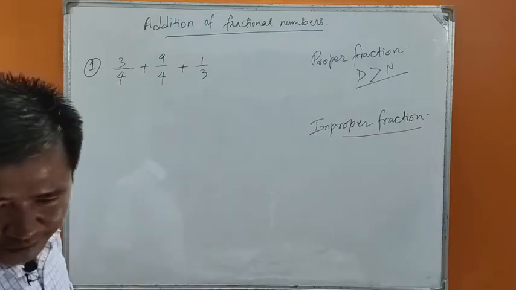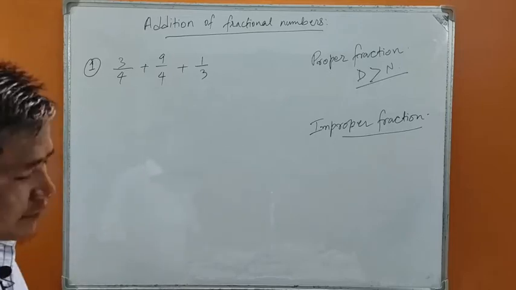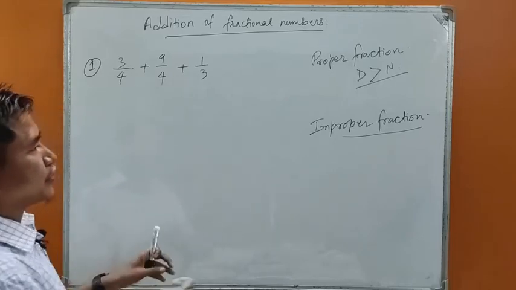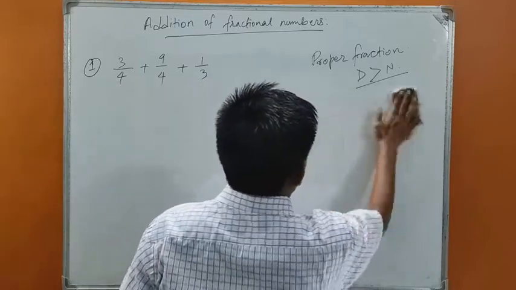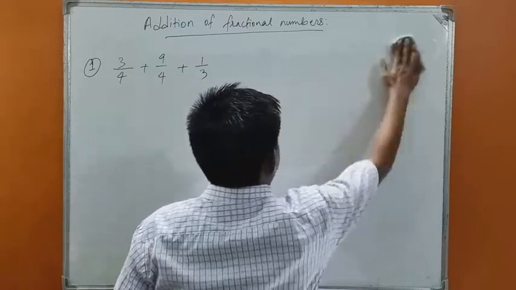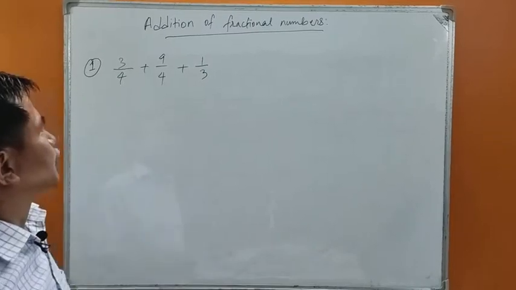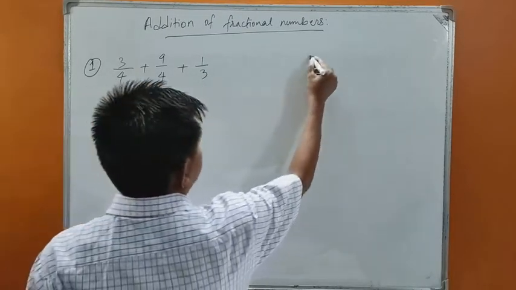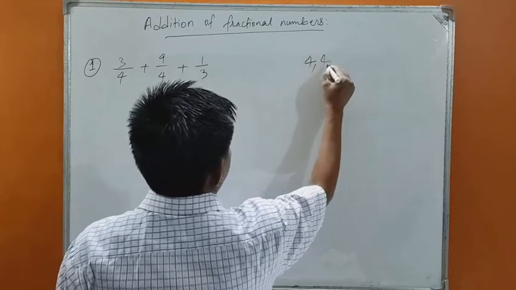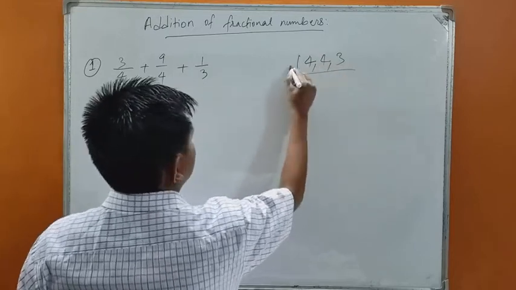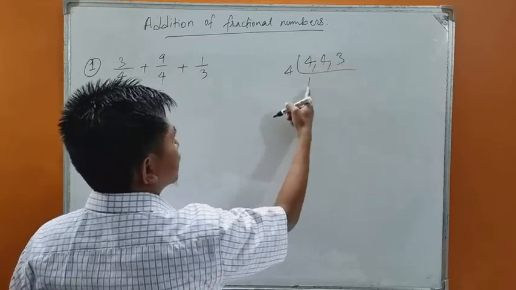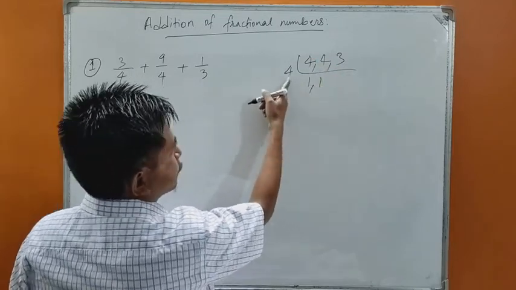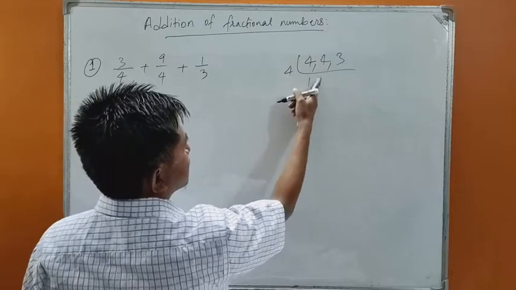So to add fractional numbers, what we usually do is we take the LCM of the denominators, okay? Here 4, 4 and 3, isn't it? The LCM of the denominators is taken like this. So 4 1s are 4, again 4 1s are 4, 4 1s are 4.